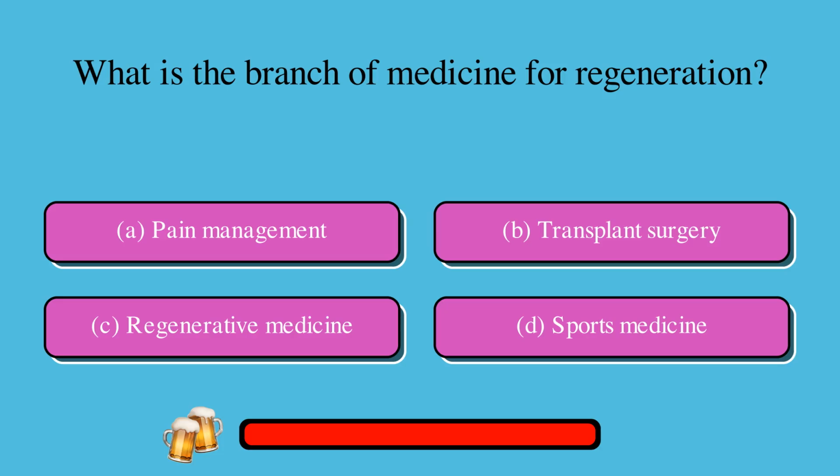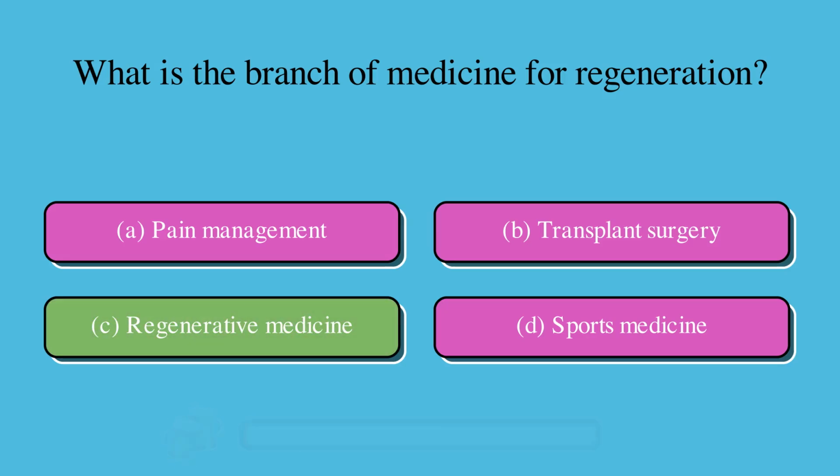What is the branch of medicine for regeneration? A. Pain management, or B. Transplant surgery, or C. Regenerative medicine, or D. Sports medicine? The correct answer is C. Regenerative medicine.